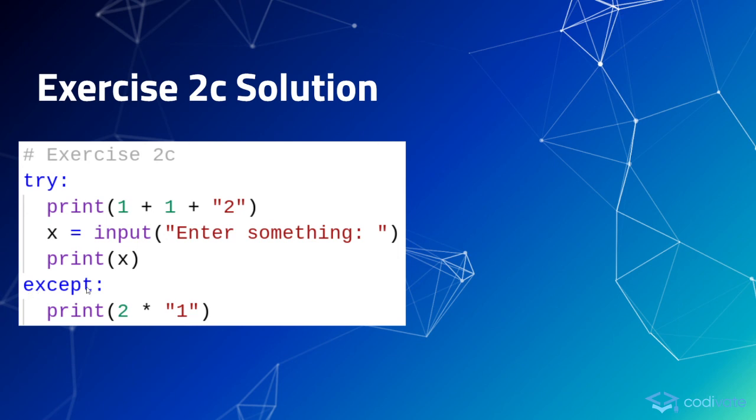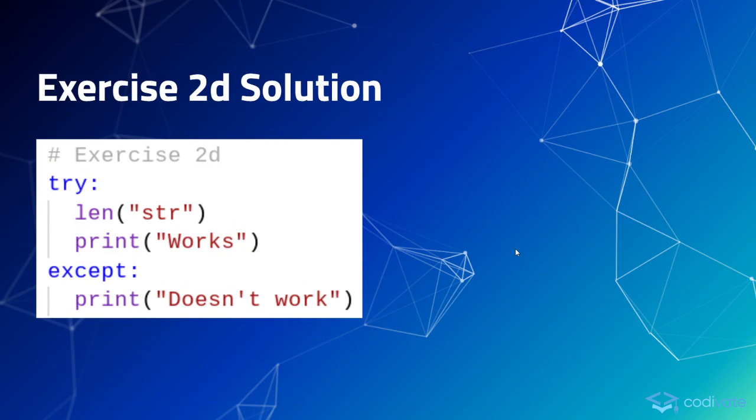We go to the except and then we print 2 times the string 1. Remember, if we multiply a string by an int, it will just print this string however many times it's multiplied by. So we'll print the string 1 2 times. That's what this expression is saying. And our output will be 1 1, which is just the string 1 2 times.